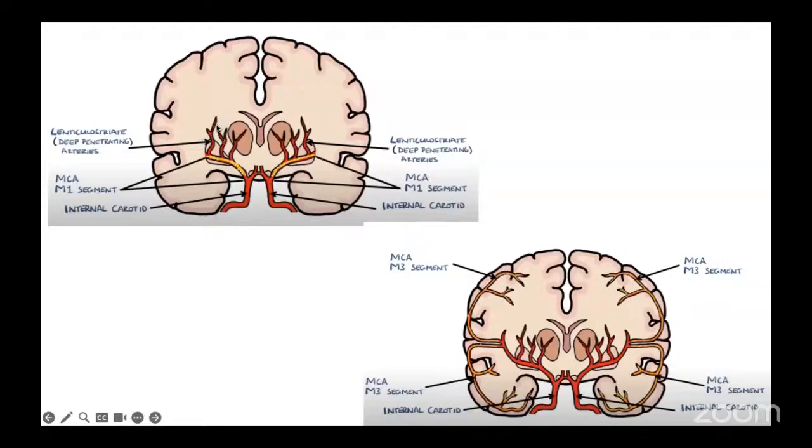lenticulostriate branches in the deep part of the brain. Then next is the M3 segment. The M3 segment supplies the cerebral hemispheres.